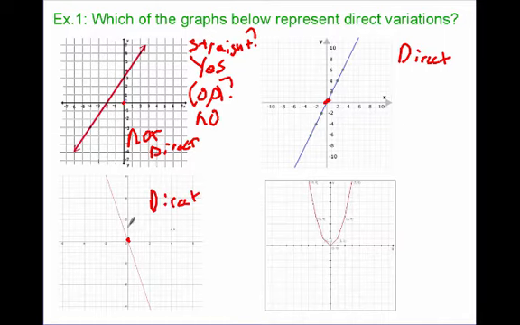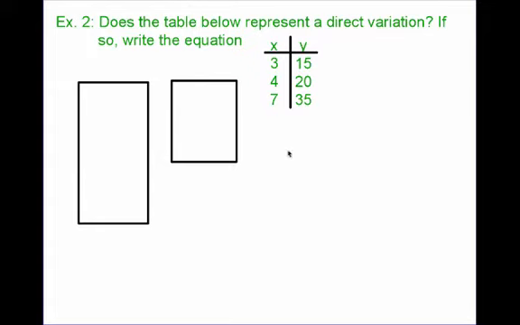Example 2 says, does the table below represent a direct variation? If so, write the equation. So, we think about this. In order for it to be a direct variation, we know that it has to be y equals kx, and k has to be constant. The k I multiply x by to get y must be the same in every situation.